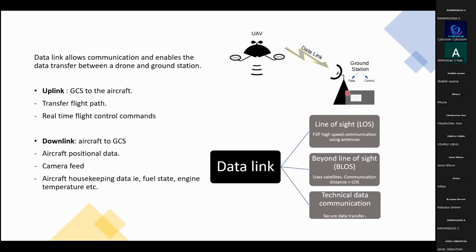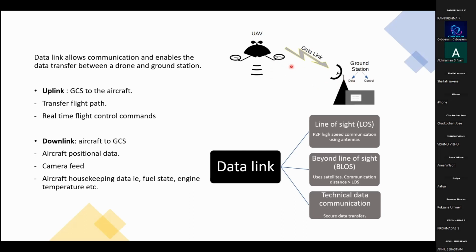Uplink is GCS to UAV. It basically transfers flight path angle or real-time control commands. It can also change the flight path according to UAV behavior. For example, if it sees that the UAV battery is very low, then it can modify the flight path and ask the UAV to land, right? So the commands are going from ground control station to UAV.